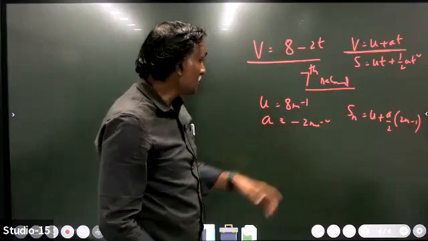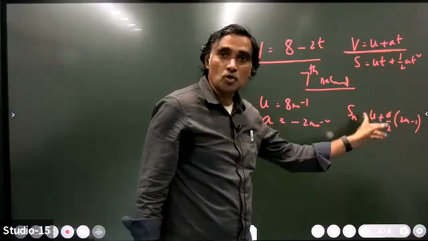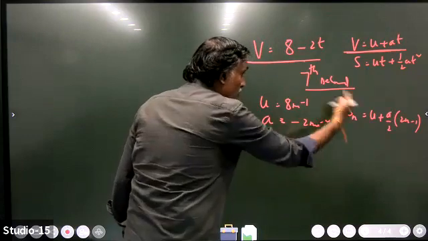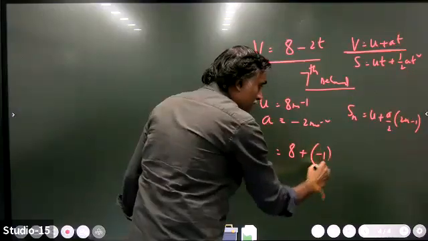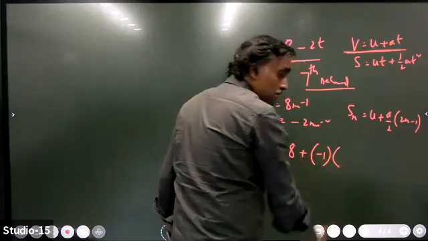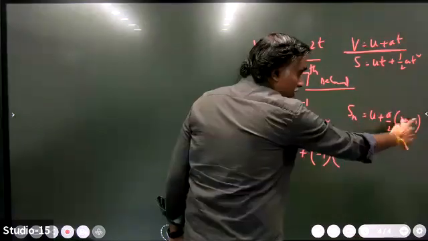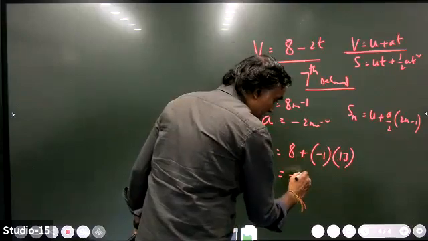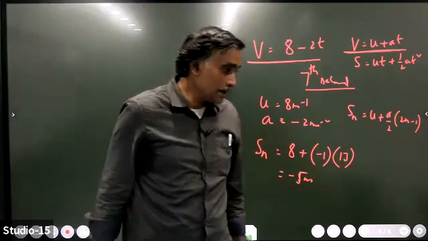What is the question asked now? Displacement during 7th second. So here n equal to 7 you should put. U you know, a you know. U equal to 8, plus a by 2, that is minus 1, since a is minus 2, into 2n minus 1. What is n? 7. So 2 into 7 is 14, minus 1 is 13. So 8 minus 13 gives minus 5 meters. Followed? Any doubt?